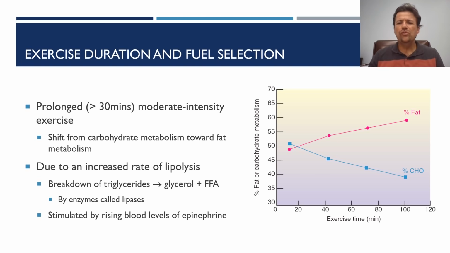Well, what about fuel usage, not just based on intensity of exercise, but based upon duration of exercise? And here we have a slightly different shift. When we start to exercise for longer than 30 minutes, what happens is your body starts to utilize more fat than carbohydrate. There's an increase in the rate of lipolysis and the breakdown of your triglycerides to give glycerol and free fatty acids. And that's again stimulated by adrenaline and the different hormones in the body. So the longer you exercise, the more you're going to be dependent upon certain levels of fat within your body.